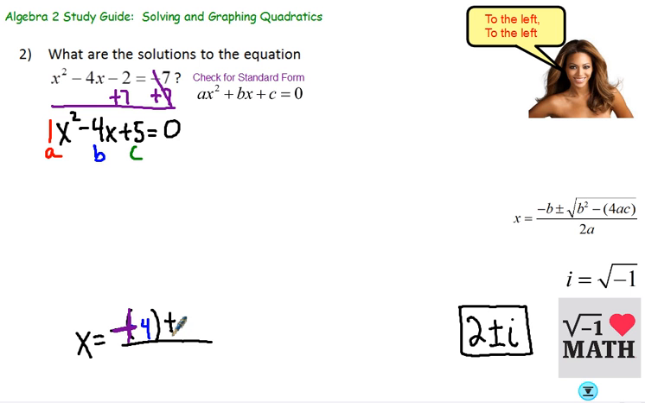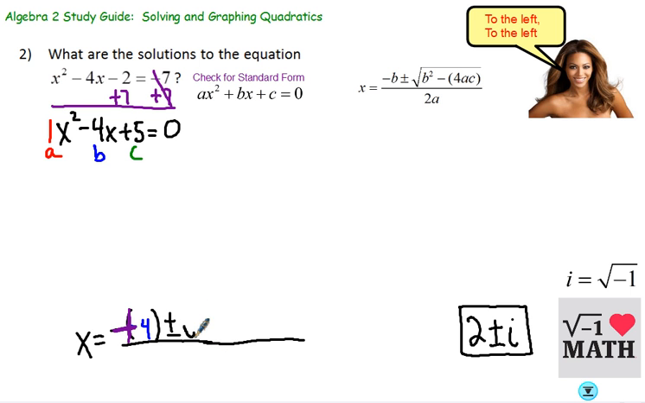All right, and again, what I'm doing is looking at my formula over here. I'm not trying to do all this off the top of my head. I'm looking at the formula and just copying it down. So plus or minus, extend my fraction out there, the square root of b squared, which in this case is -4 squared, minus 4 times a, which is 1, times c, which is 5.